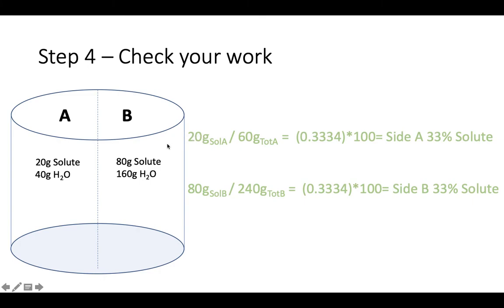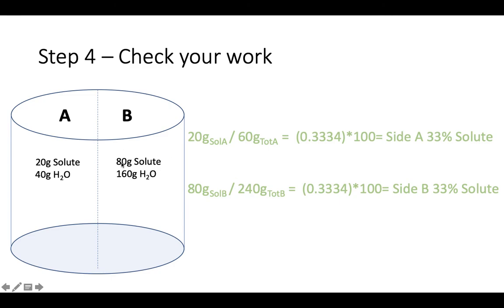So for side A, we have 20 grams of solute. There are 60 grams of total material on side A, because 20 plus 40 is 60. So that comes out to 0.3334. When we times that times 100, we can see that side A has 33% solute, or its tonicity is 33%.